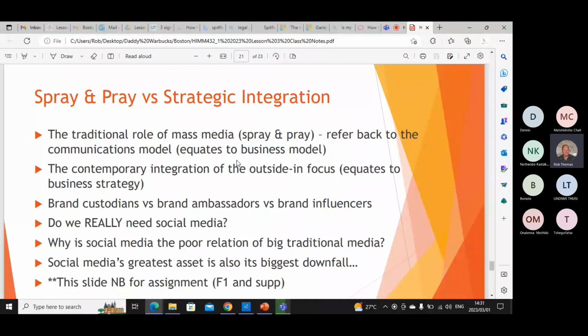So the contemporary integration of the outside-in focus equates to the business strategy. What we're saying, guys, is your business strategy needs to consider the fact that people are going to help you create the content, whether you want them to or not. Especially if your communication and your agenda is, we're the good guys, and people are saying, no, we don't believe it.